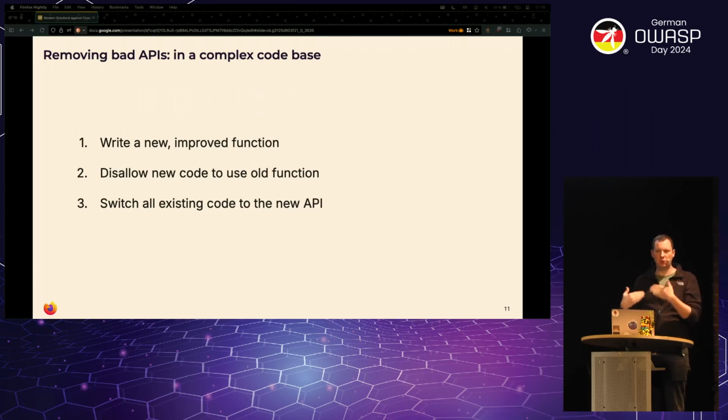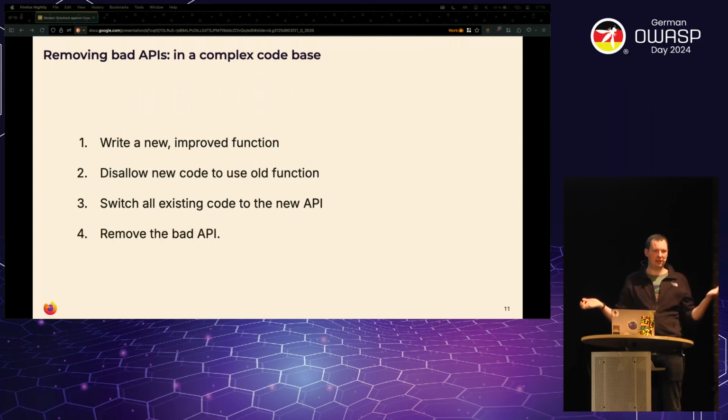But at some point, you will not find new usage of the bad API, and you will remove all existing ones, and you're done. And you can remove the bad API, which is nice, which is how you would want to refactor bad stuff. Now let's walk through these steps and consider how would we do this on the web, right?